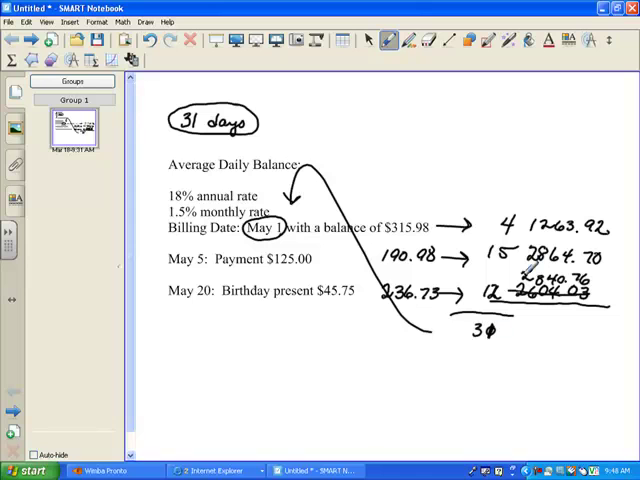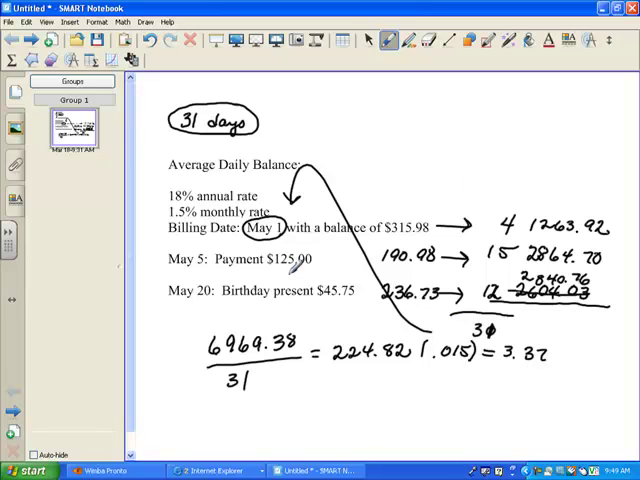So you're going to add everything up and divide by 31. This figure is then what our finance charge is based on. So this is what will be multiplied by 0.015, which is $3.37.